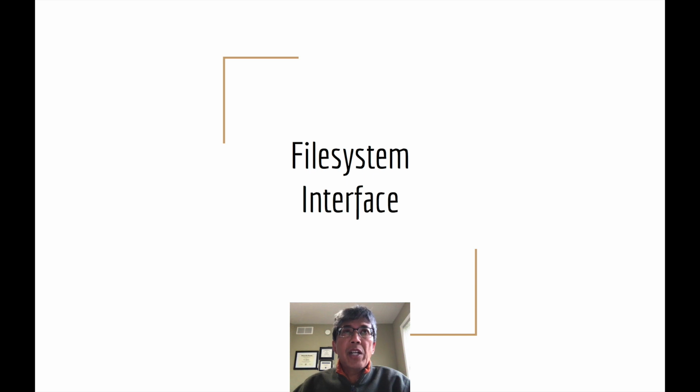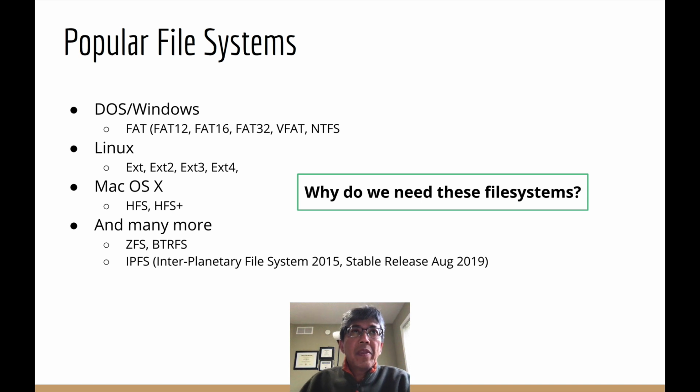In the last several modules, we learned about space management within your memory. In today's module, you will learn about different space management file systems. There are many different file systems used by popular operating systems.